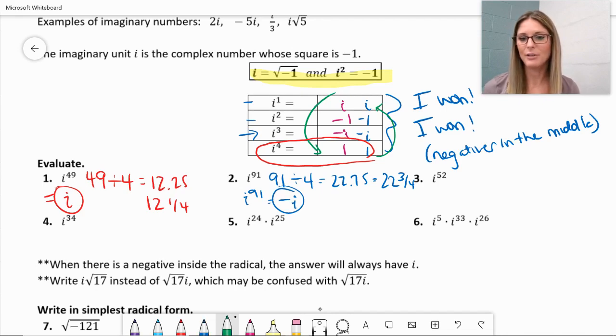Do it again. Number 3, i to the 52nd. I'm going to take 52 and divide it by 4.